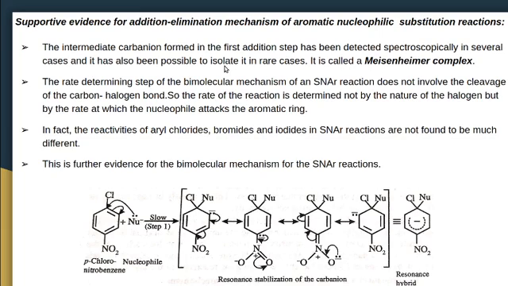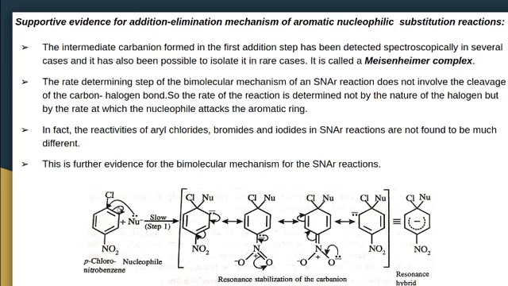Then the rate determining step of the bimolecular mechanism of an SNAr reaction does not involve the cleavage of the carbon halogen bond. So the rate of the reaction is determined not by the nature of the halogen but by the rate at which the nucleophile attacks the aromatic ring. This rate determining step does not involve any breaking of the carbon halogen bond.